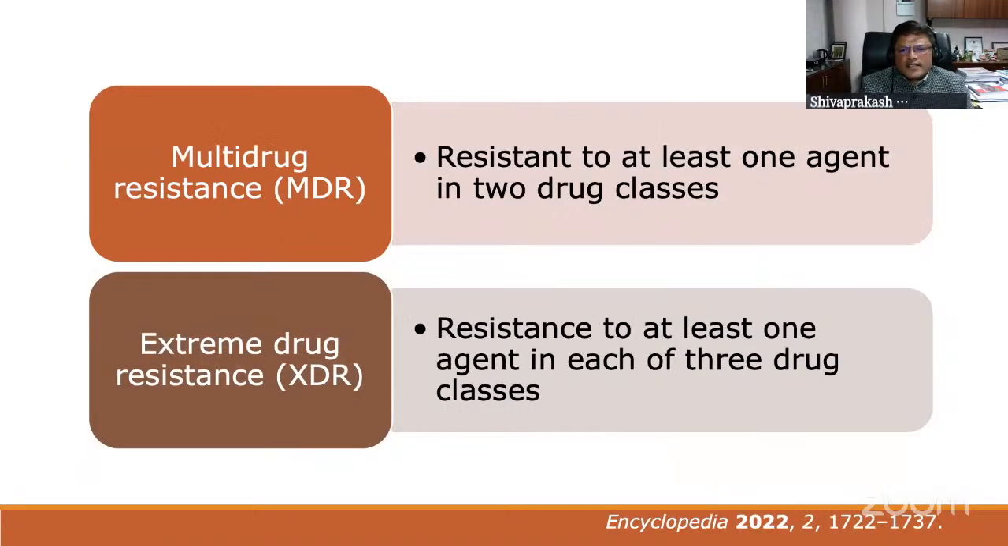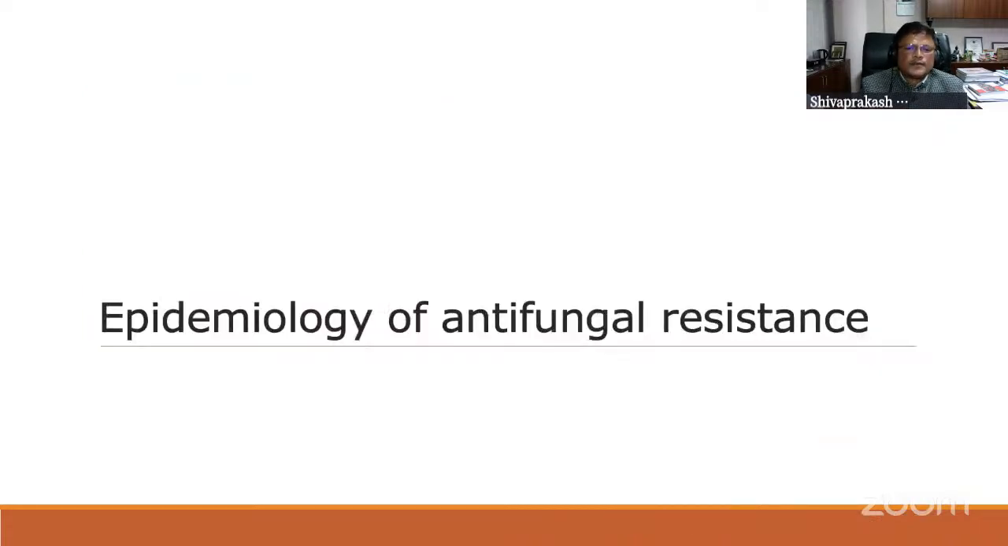So multi-drug resistance is resistance to at least one agent in two drug classes. And nowadays we see mainly this kind of resistance with Candida auris. Extreme drug resistance, XDR, is resistance in all three drug classes. For example, Candida auris is resistant to voriconazole, amphotericin B, and also caspofungin, but not 100% to all, only some percentage, and it also depends upon the clade of Candida auris that is being seen.